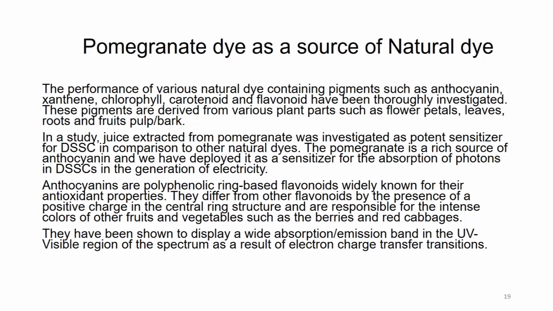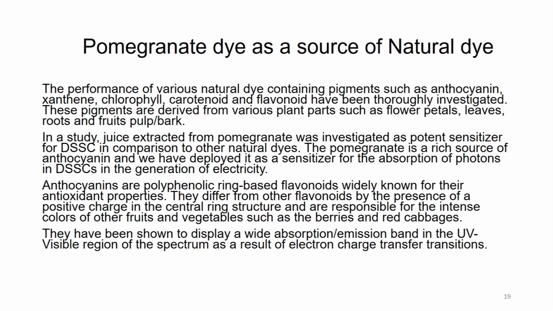Pomegranate dye as a source of natural dye. The performance of various natural dye containing pigments such as anthocyanin, xanthine, chlorophyll, carotenoid and flavonoid have been thoroughly investigated. These pigments are derived from various plant parts such as flower, petal, leaves, roots, fruit, pulp and bark. In a study, juice extracted from pomegranate was investigated as potential sensitizer for DSSC in comparison to other natural dyes. Directly the fruit juice was taken because it has a deep color.